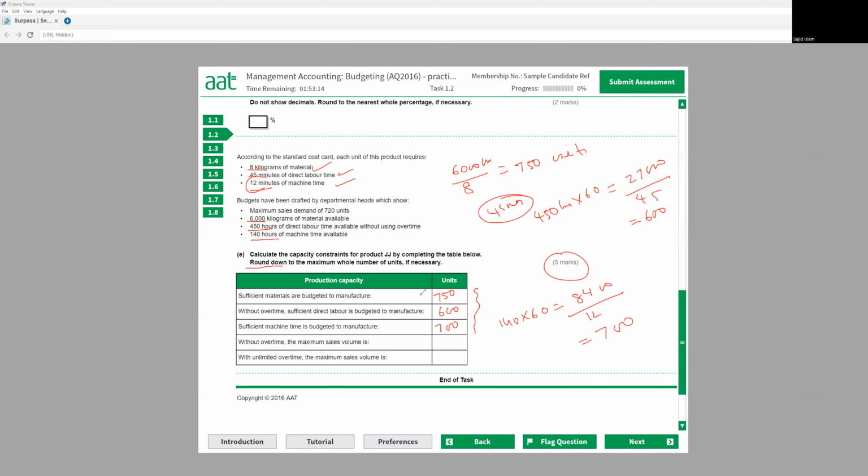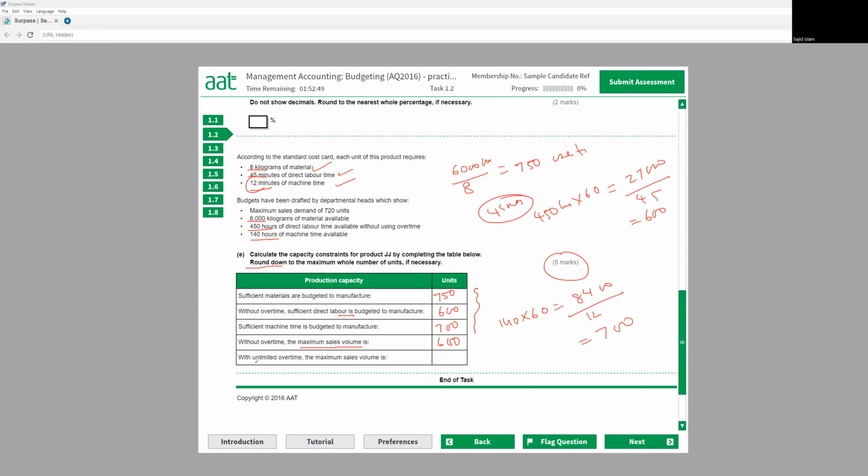So even though I have unlimited material or unlimited machine hours, because of the labor hours, I cannot make more than 600. So the maximum I can make without overtime is 600. Even though I have a lot of material or machine hours, I will not be able to use them because I do not have enough labor hours.